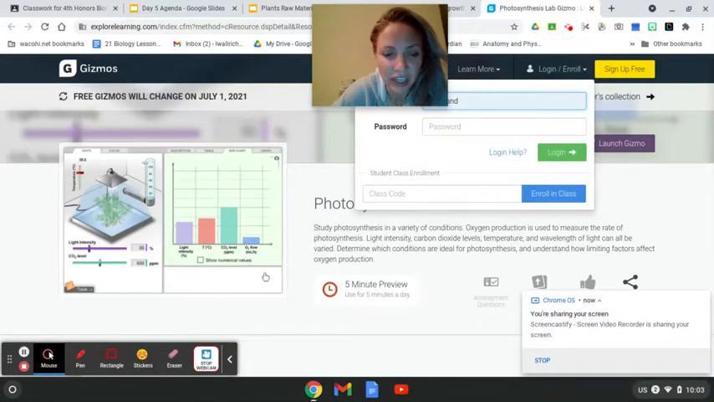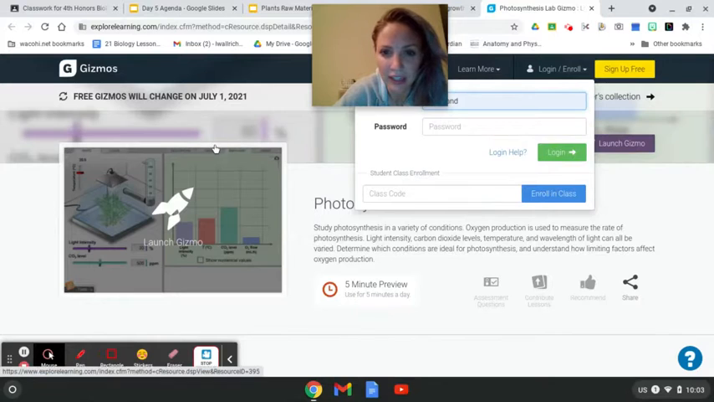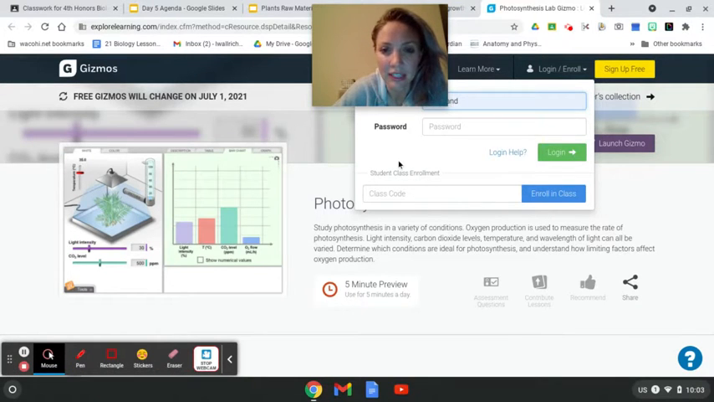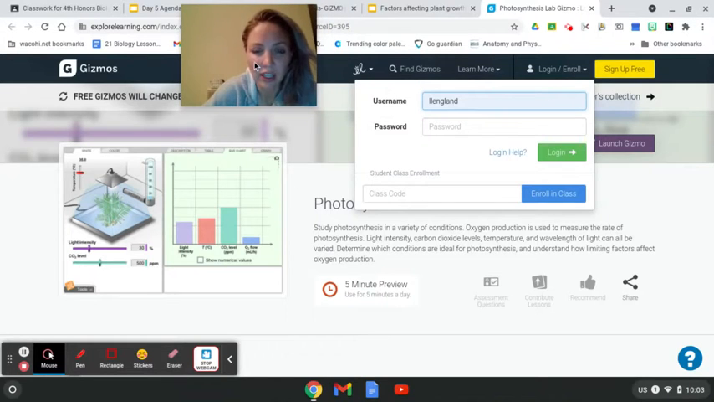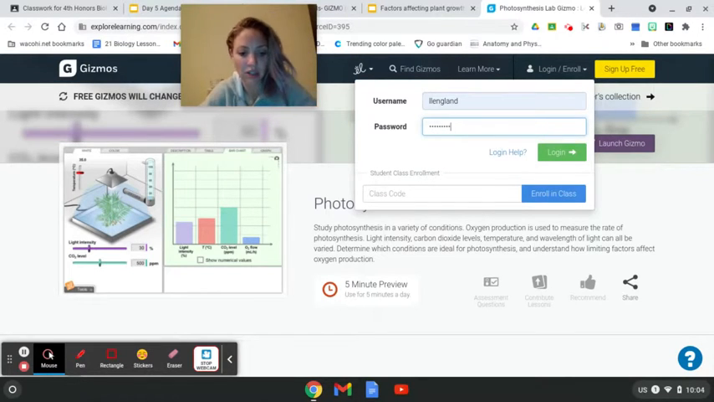So once you're here, you'll click on that link on slide 2 where it says gizmos. You will need to log in, and the login that you created in my class was whatever you have in front of @wacohigh.net. So mine is LL England, and then your password. Log in.